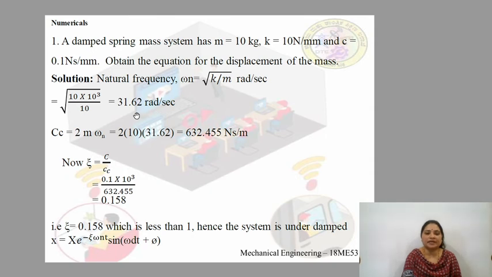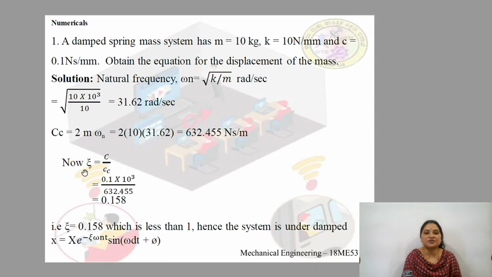And the critical damping coefficient Cc is equal to 2m omega n, which is nothing but 2 into the mass, which is 10 kg, and the value of omega n is 31.62. So therefore the critical damping coefficient is equal to 632.455 Newton second per meter.